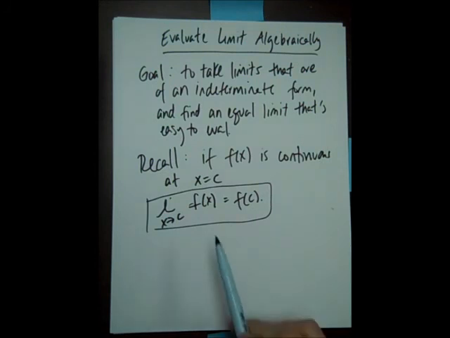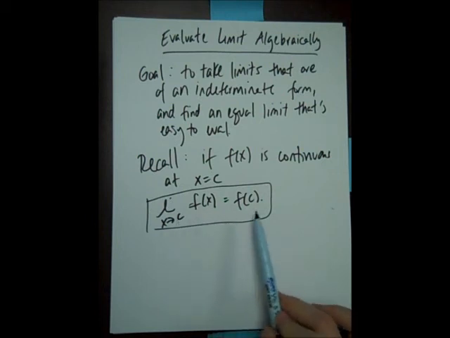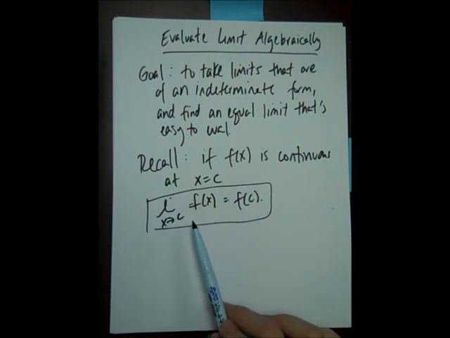Now, what happens if we can't plug in? Do we have to look at the graph? That's the question. I mean, this is the easiest way to evaluate a limit, is to say if it's continuous, just go ahead and plug in the c. But what happens if it's not continuous? Well, if it's of an indeterminate form, then we can rearrange it.